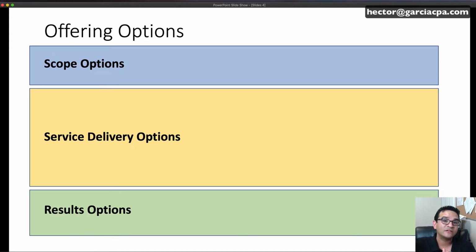And then lastly, the results options, which is what they get out of what we do. What is the outcome? What are the guarantees? So in the scope options, we have transaction level details. We're going to get into the details of that.